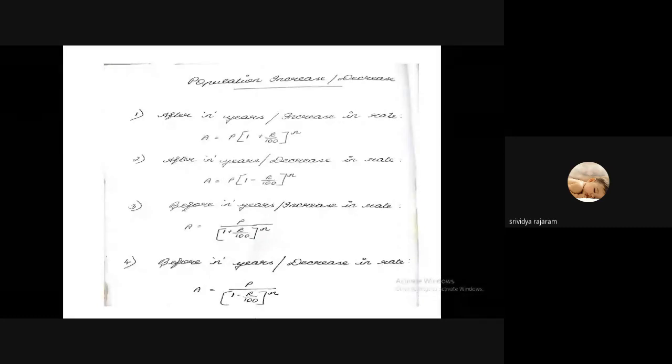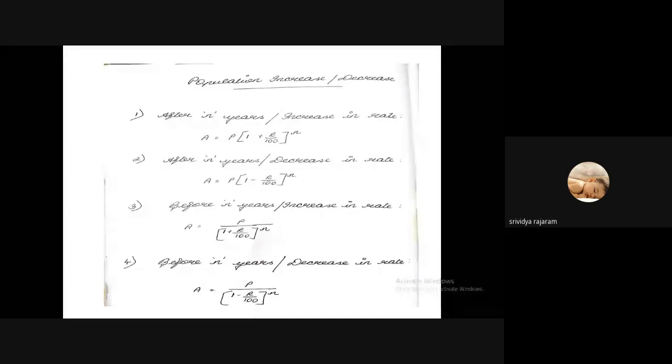So in a question, if they are asking us to find what will be the population after n years, and the rate is given in terms of increasing, then we have to use this formula: A is equal to P into 1 plus R by 100 the whole power n. Second type, if they are asking us to find the population after n years, but they are mentioning the rate as decreasing, we have to use the second formula. It is nothing but A equal to P into 1, instead of plus, since the rate is decreasing, 1 minus R by 100 the whole power n.